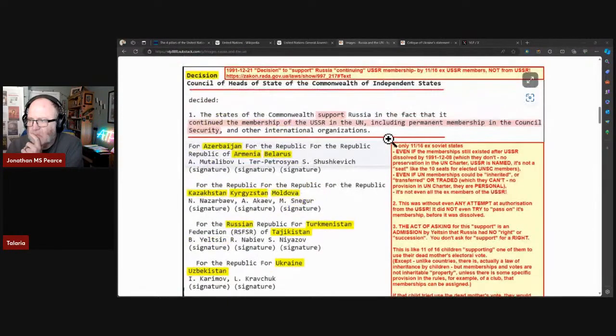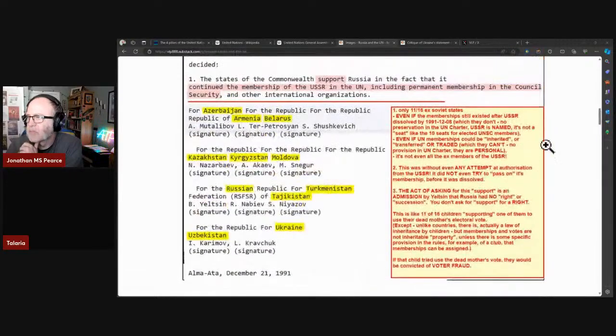And even if the entire 15 of them had, as I've set out in the note on there, it would be like if you, Jonathan, were one of 15 siblings, and you got together with 11 of your brothers and sisters after your mother died, and you decided that you could exercise her vote in the general elections of your government. Now, what happens if you go and exercise her vote with that authority? Well, basically, it would be election fraud, and I'd be had up. Go to jail.